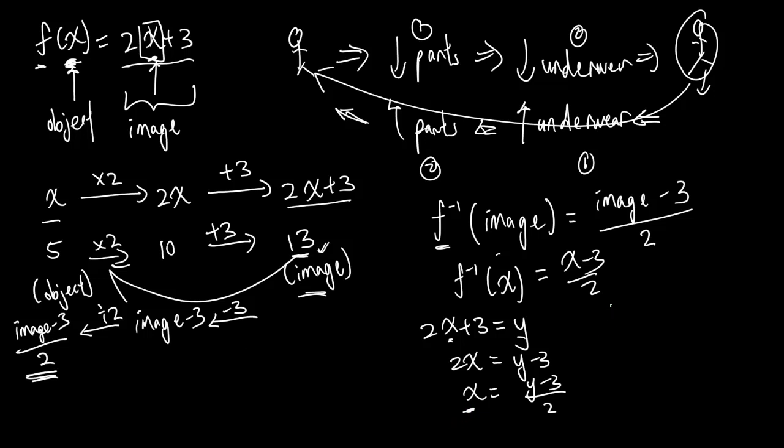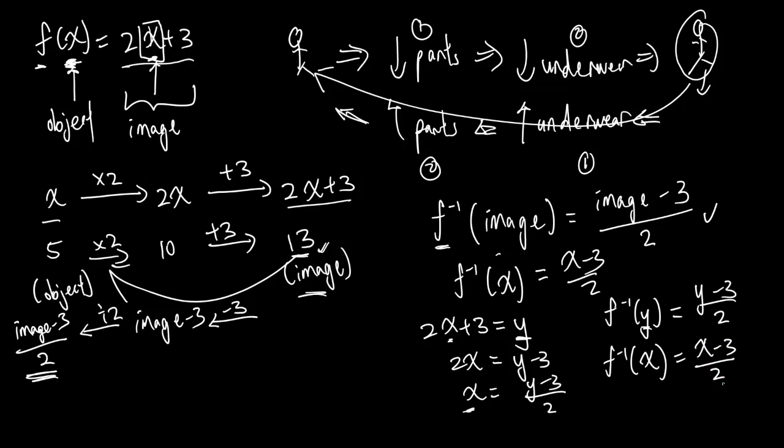In the end, we can write in this form again. In this case, we have defined the image as y, so we can say when we inverse the image y, we will get back its object x, which is equal to y minus 3 over 2. And since the unknown for the image can be anything, we can change back to any unknown that we like. In this case, we can change it back to x, to standardize all the unknowns, and we have x minus 3 over 2.